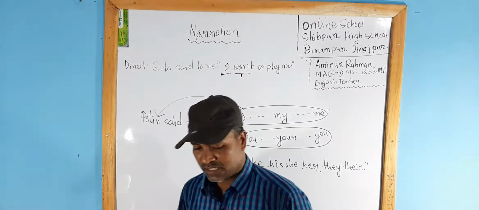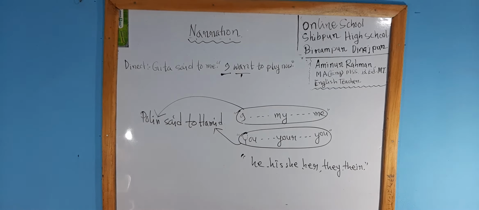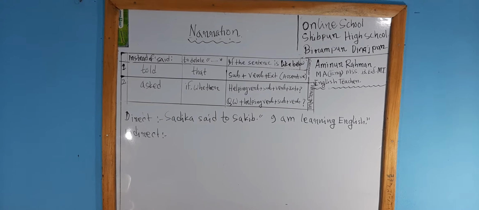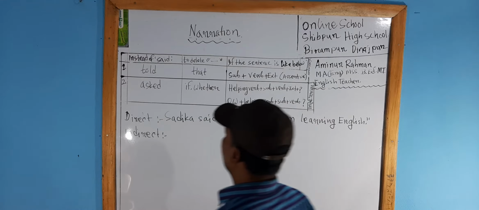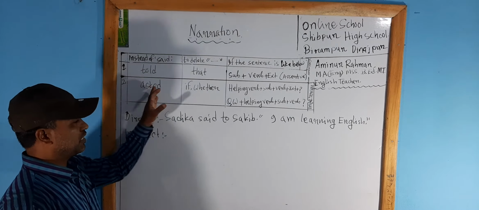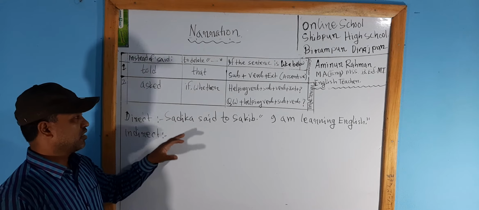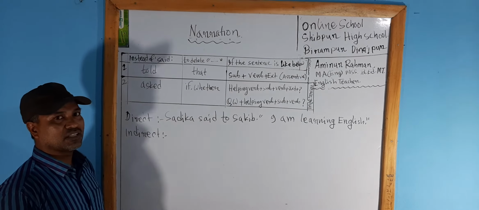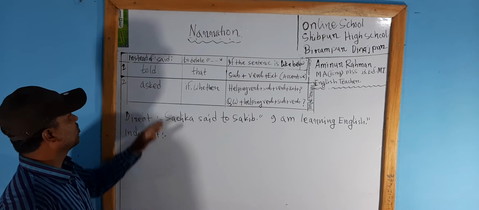Now I want to discuss another aspect. Please try to concentrate on that. Dear participants, please look at this. Now I'm going to discuss this aspect. This is the diagram. Following this diagram, if we transform sentences from direct to indirect, then our sentence will be completed. Now look at this.